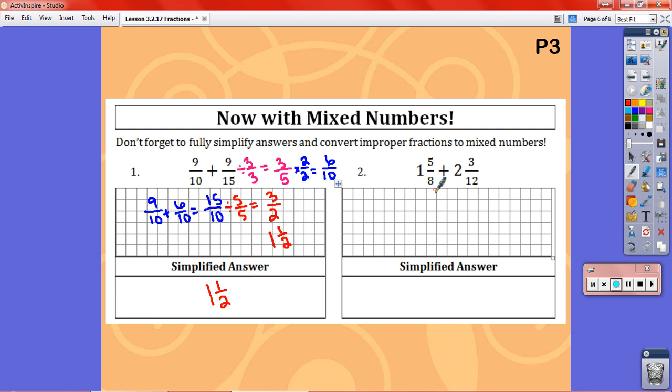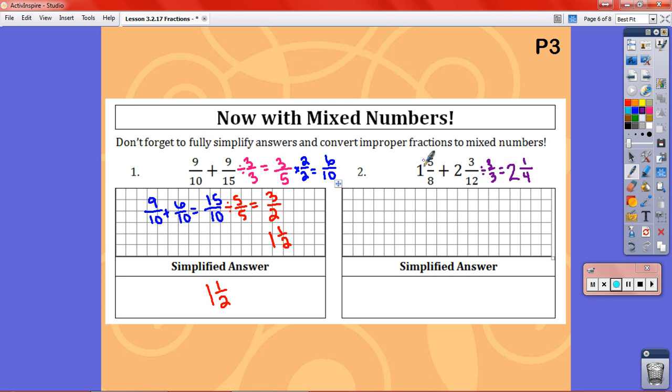Alright, so now we have 1 and 5/8 plus 2 and 3/12. Can we simplify? 5/8 is as simple as it gets, but 3/12 can be divided by 3. And we get 2 and 3 divided by 3 is 1, and 12 divided by 3 is 4. So you'll notice I did not divide the whole number, because 3 over 3 is just 1, and 2 divided by 1 is still 2. And this is still 3/12, and it's 1/4. Those are equivalent. So I'm not touching the whole number. The whole number stays the same. I'm just simplifying the fraction.